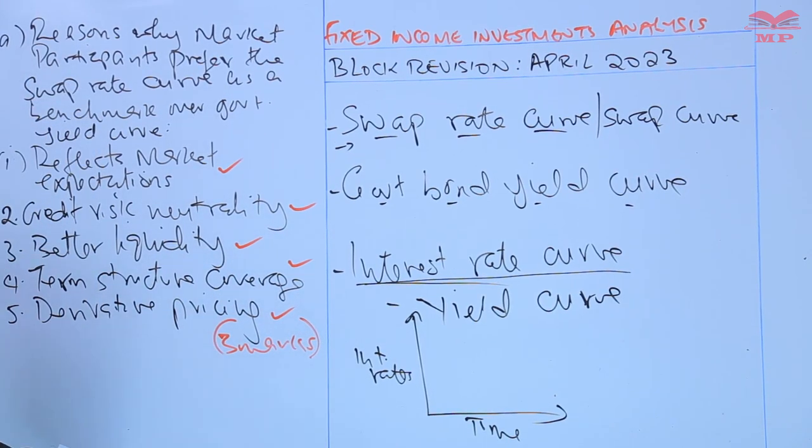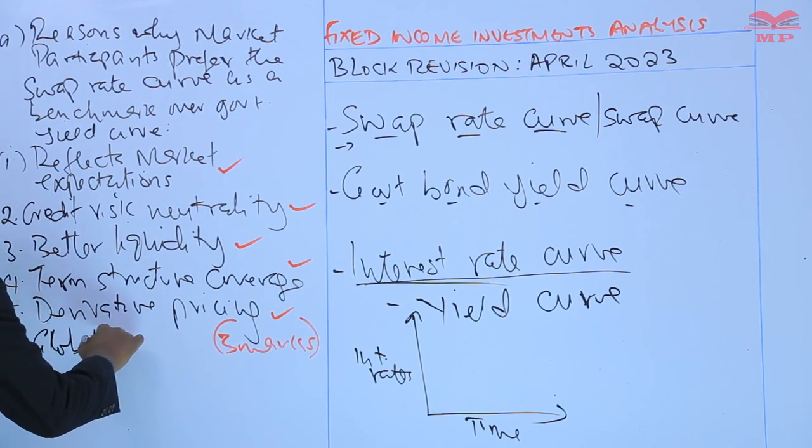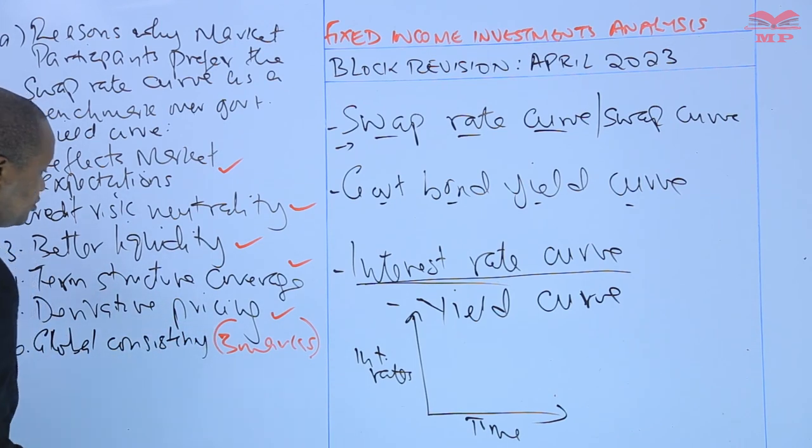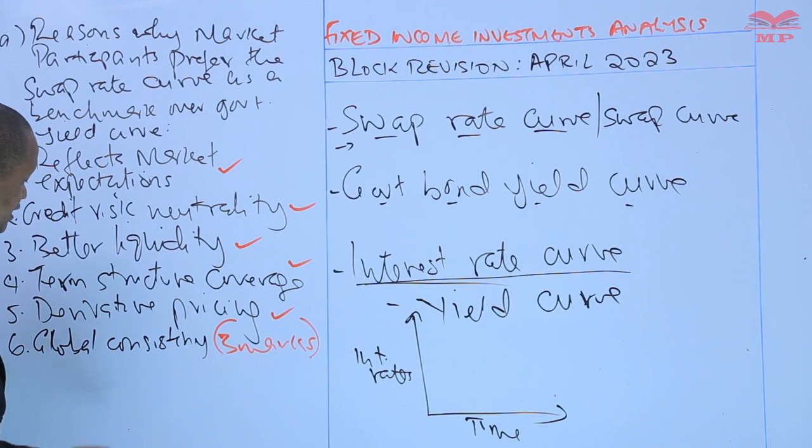So candidates, these are five, and they're not the only reasons. Learners, there are many more reasons. Let me add the last one here, global consistency. Global consistency is another point that we can add here.